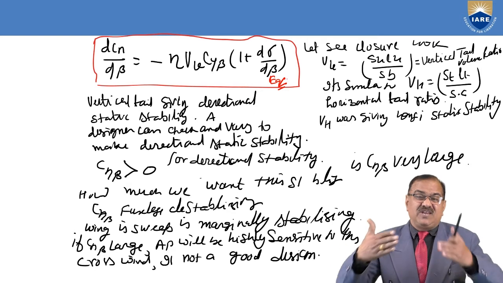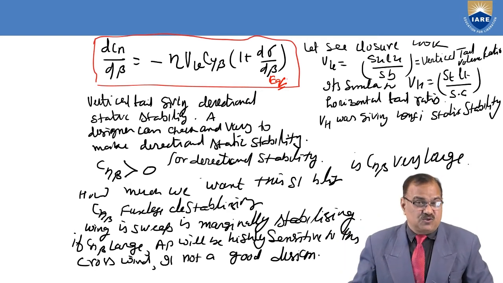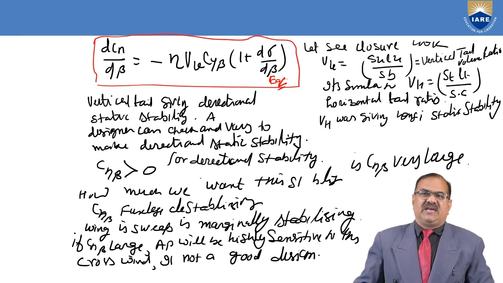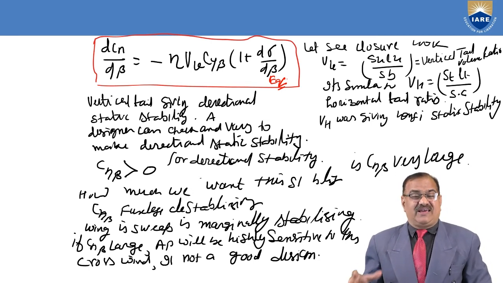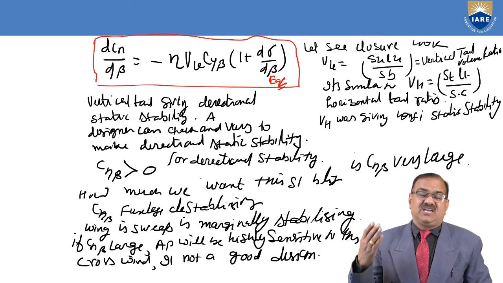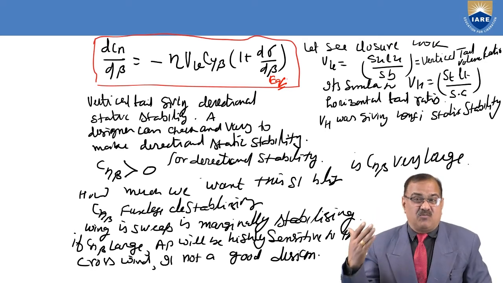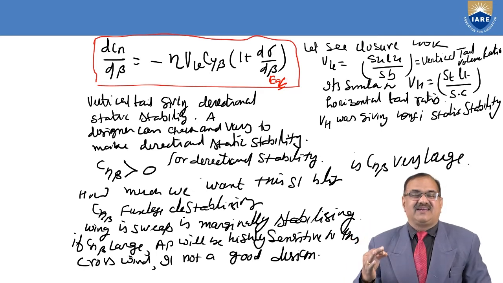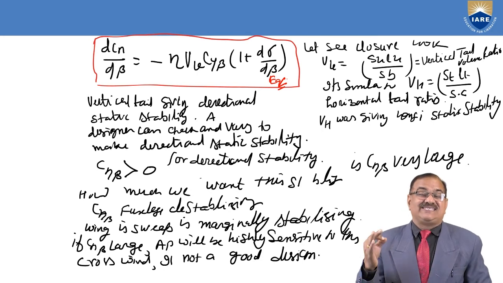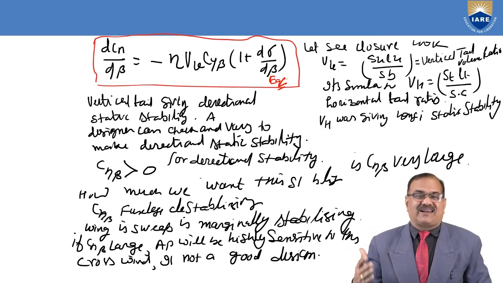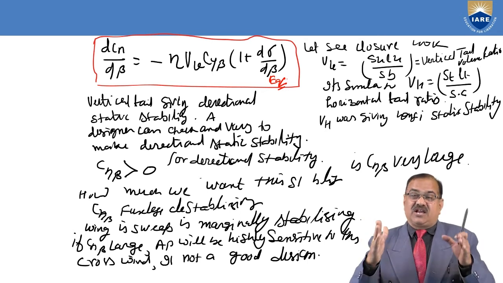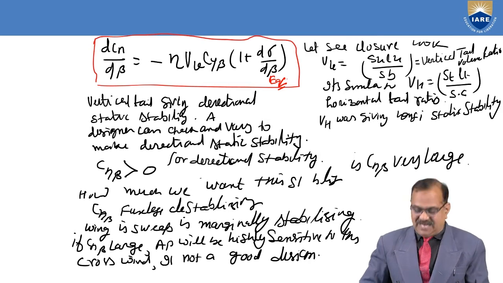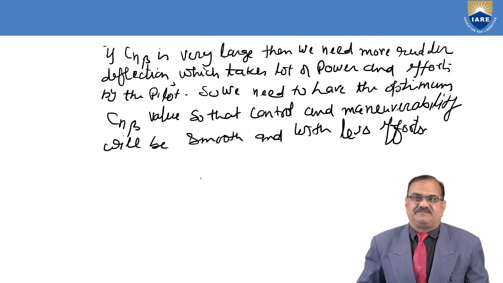The wing sweep is also marginally useful, and it gives directional static stability. The aircraft will be highly sensitive if the Cn beta is more. And during a crosswind, especially during landing, it is not advisable to have a very high Cn beta. So we have to design the aircraft in such a way that Cn beta is as required. A high Cn beta is not a good design parameter.